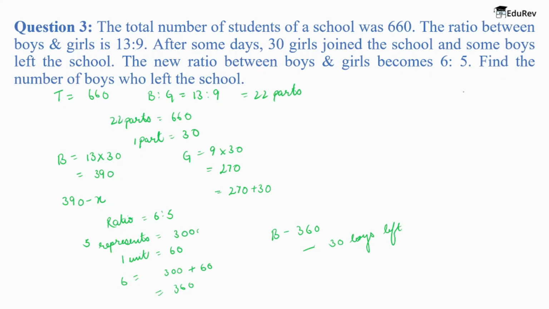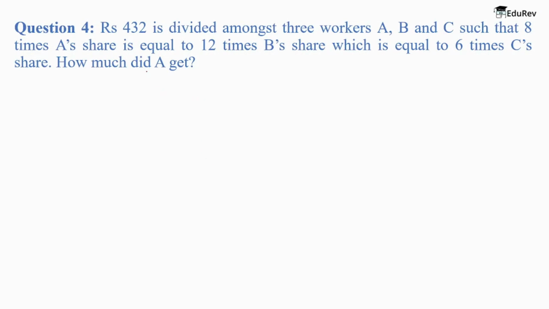Right. So the question was find the number of boys who left the school. Earlier it was 390. Now it comes to 360 and the difference is of 30 boys. Now let's move on to the next question.